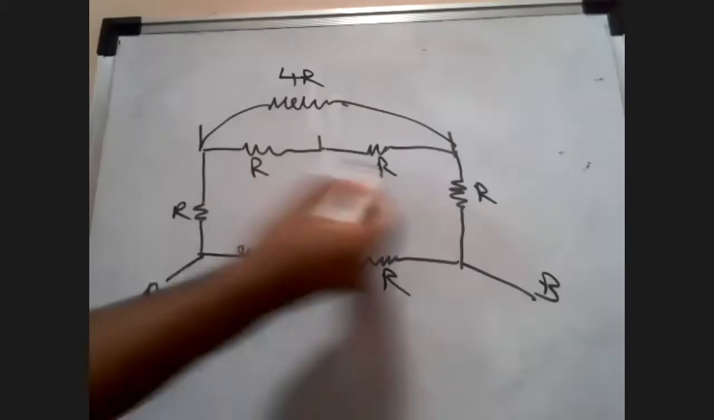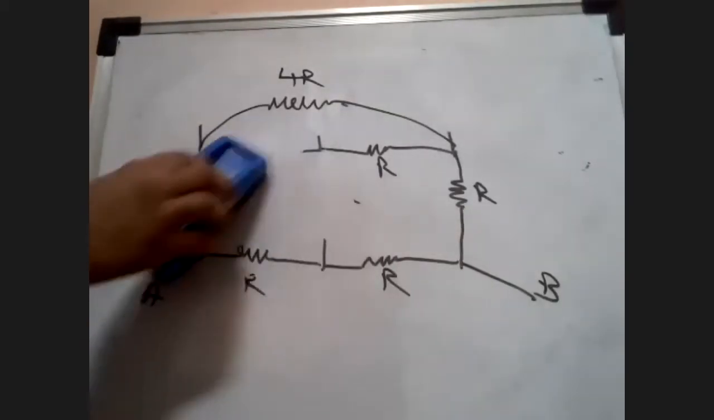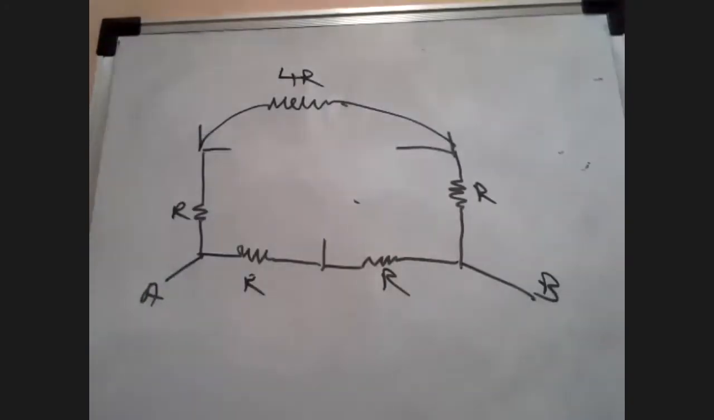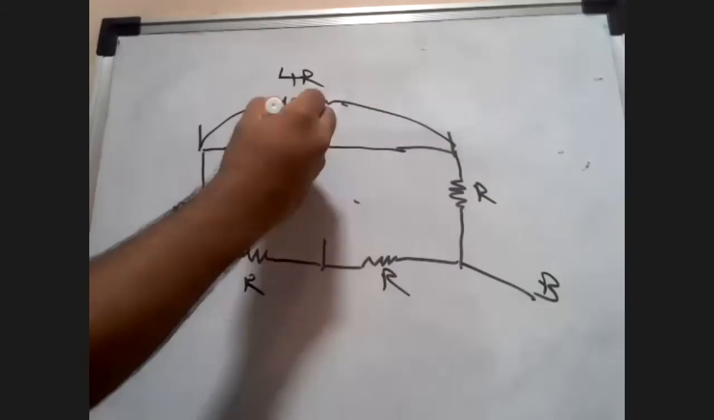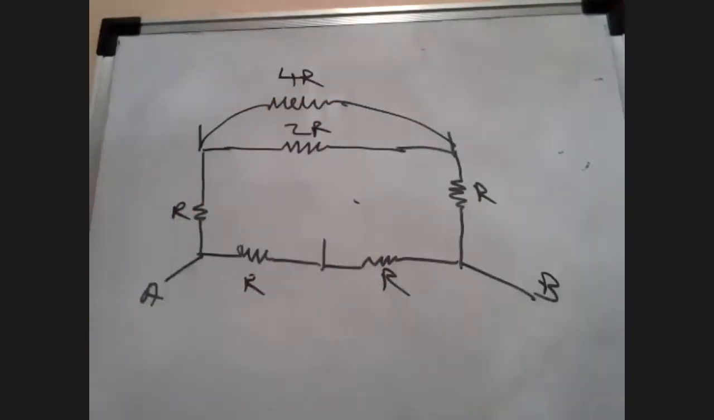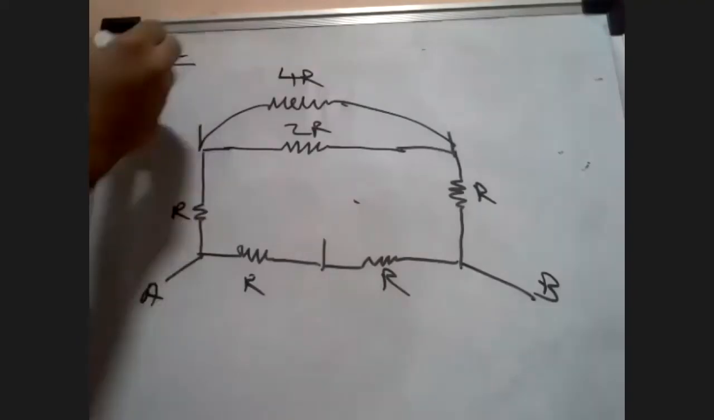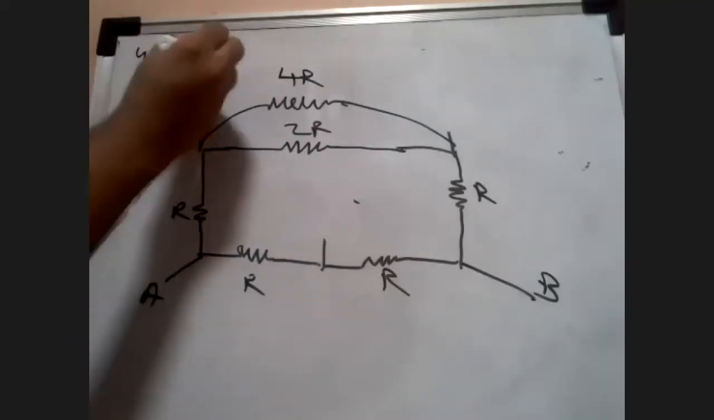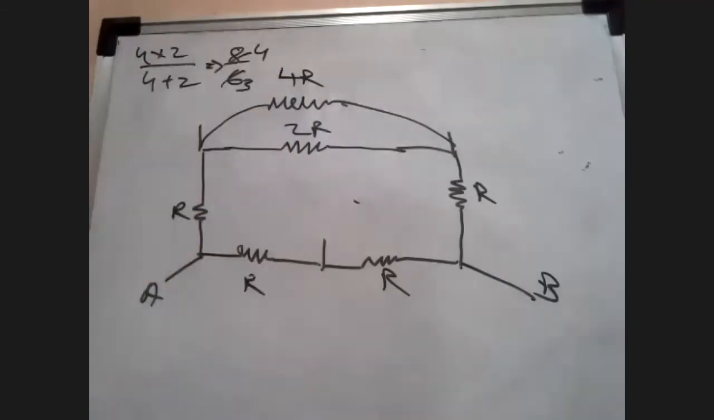What is the resistance going to be here? It's going to be 2R. Yes or no? Then 4R parallel with 2R. What is 4R parallel with 2R? 4 into 2 upon 4 plus 2. I'm doing it directly. How much is that? 8 by 6, which is 4 by 3. Replace it by 4 by 3.